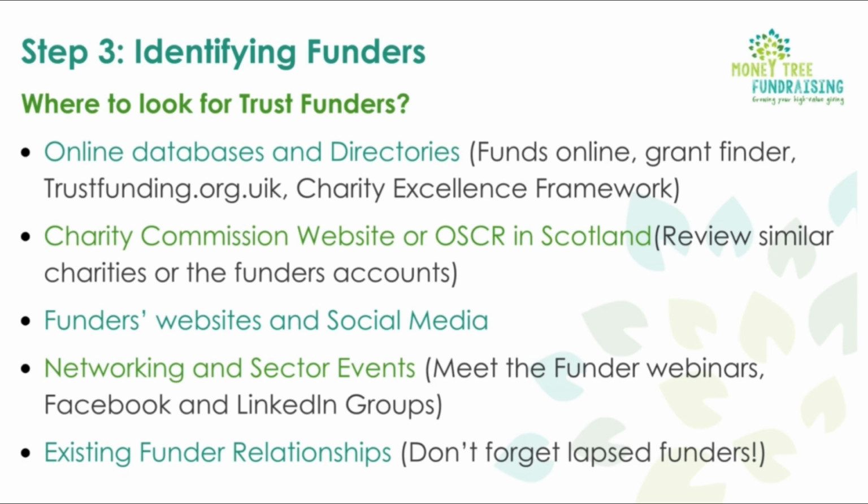Some trusts make it easy to find them with detailed websites outlining their priorities, eligibility criteria, and application process. Others, especially smaller family trusts, operate without an online presence, meaning you have to dig deeper to find any relevant details. If a funder does have their own website, it's worth keeping an eye on this and their social media pages. Many trusts post updates about funding rounds, priority areas, and any changes to their application processes.